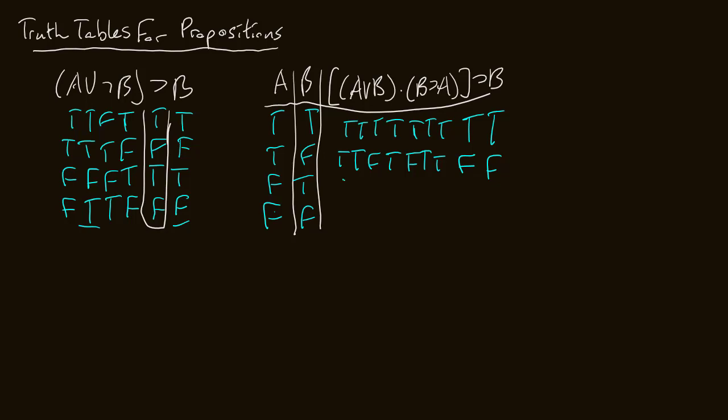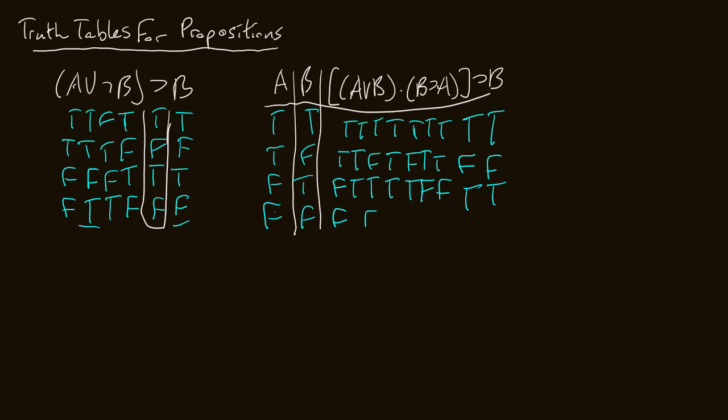All right, moving forward. So A is false, B is true, B is true, A is false, B is true. False or true is true. True then false is false. True or false is true. True then true is true.